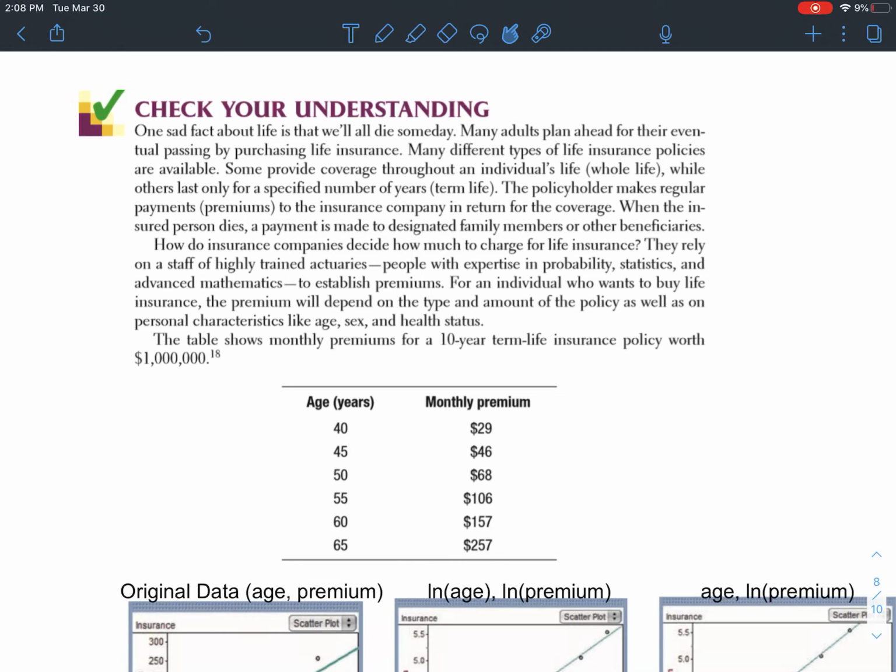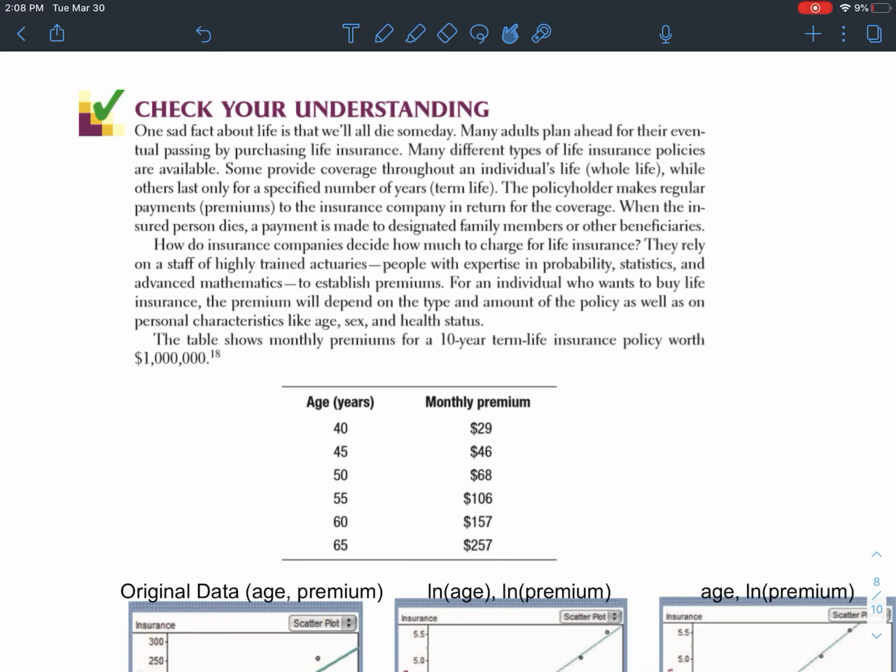Many adults plan ahead for their eventual passing by purchasing life insurance, and many different types of life insurance policies are available. Some provide coverage throughout an individual's life, that's called a whole life policy, while others last only for a specified number of years, that's called a term life policy. The policyholder makes regular payments, these are called premiums, to the insurance company in return for the coverage. When the insured person dies, a payment is made to the designated family members or other beneficiaries.